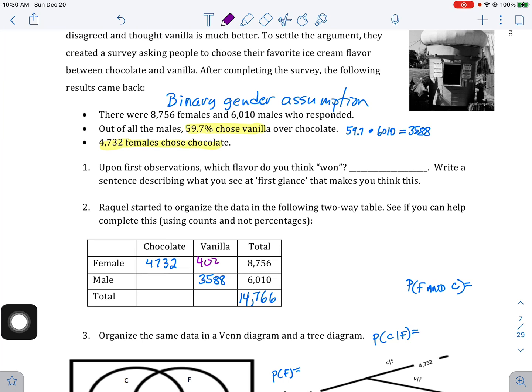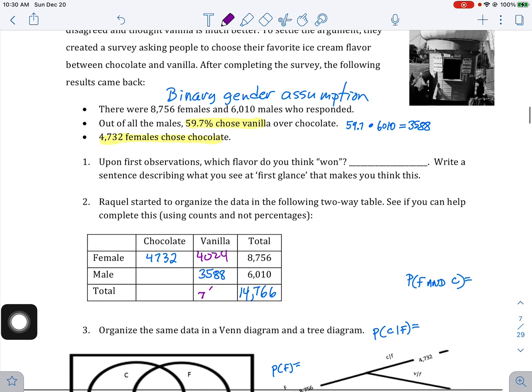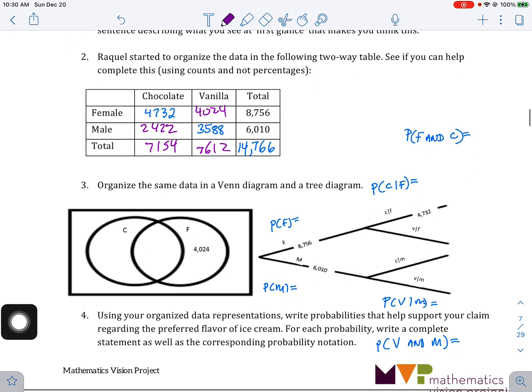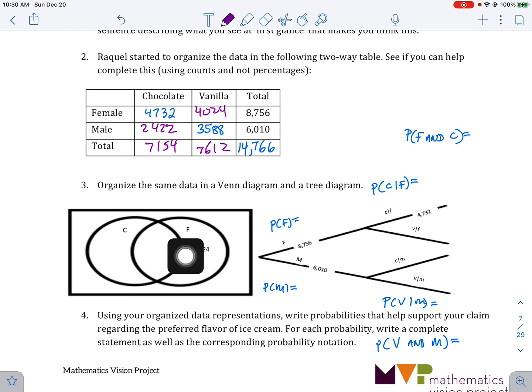Here's what we had: 4024 and 7612 and 2422, as well as 7154. So these are the numbers that we're going to use for our analysis here. And you can see some different ways that they've represented this data, same data, but you can also do it in a Venn diagram. You can also do it in that tree diagram like we worked with before. I'm going to actually start with the tree diagram.